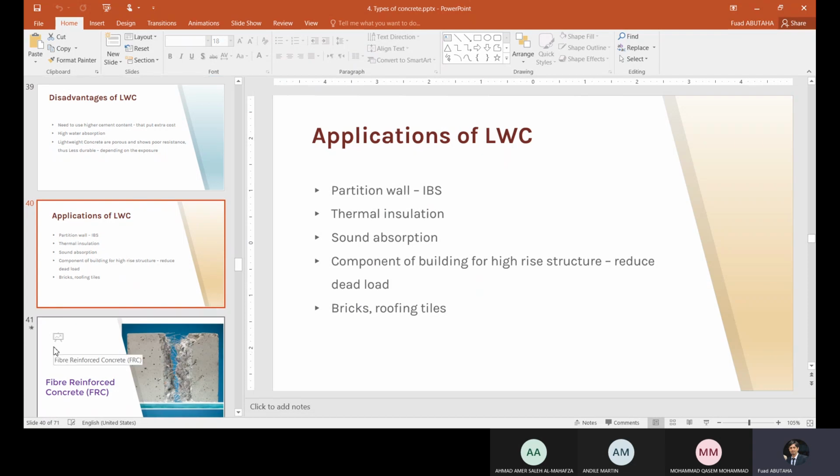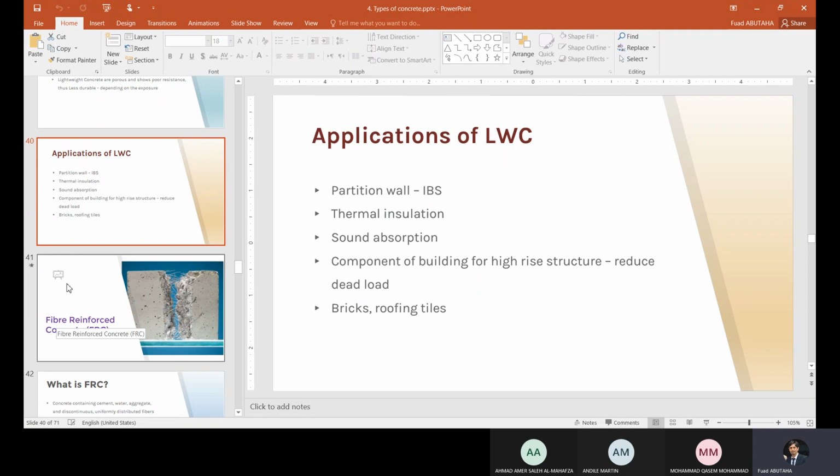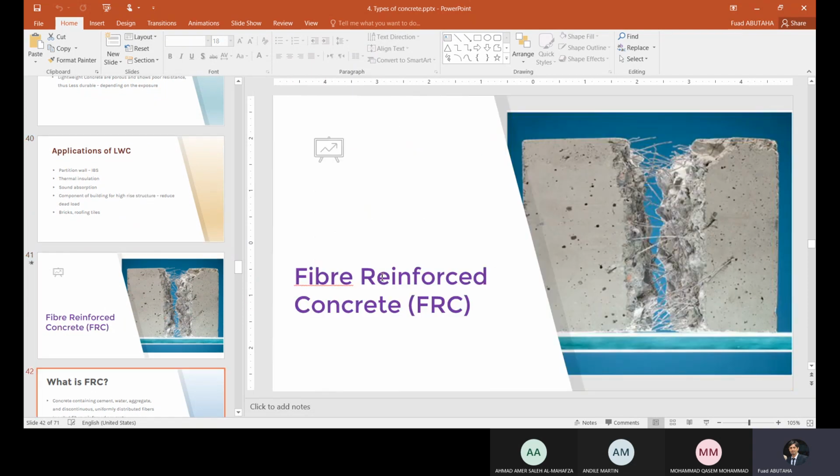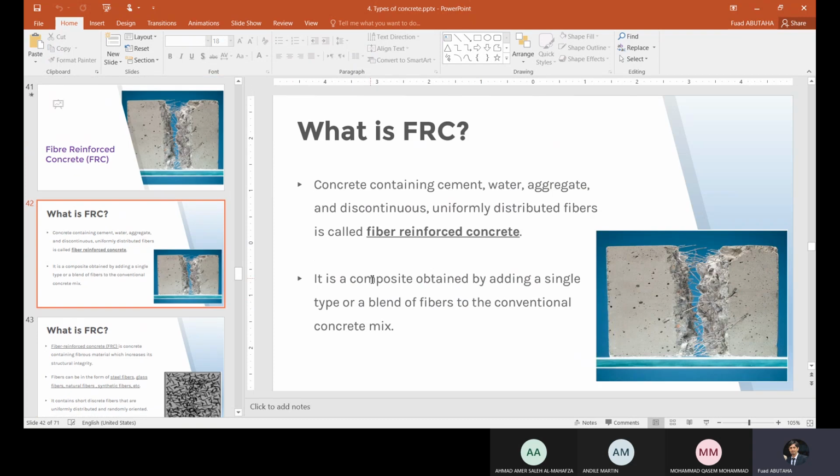And here is the application. Where do we normally use lightweight concrete? So we need to start with fiber reinforced concrete. This is another type of concrete that we might use in the industry.